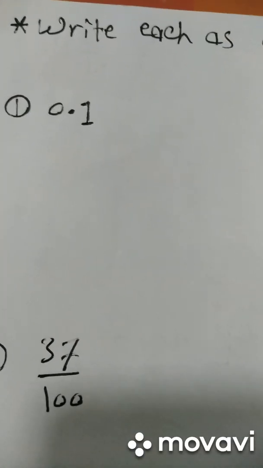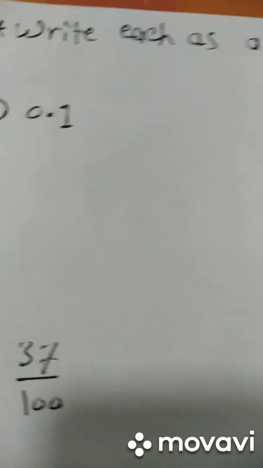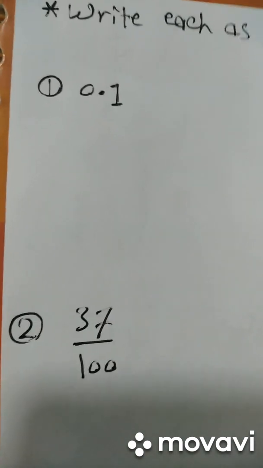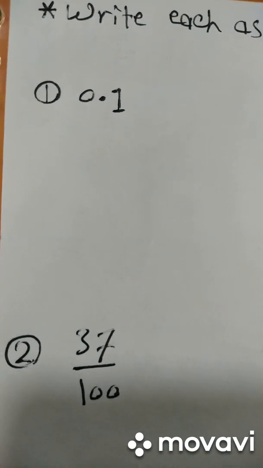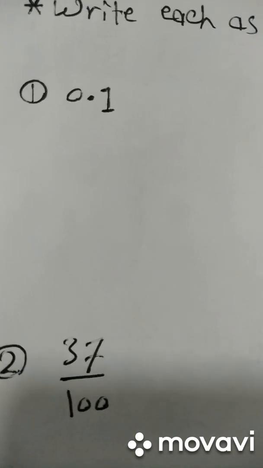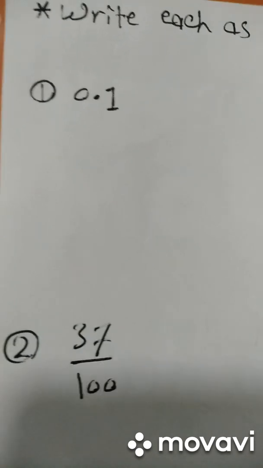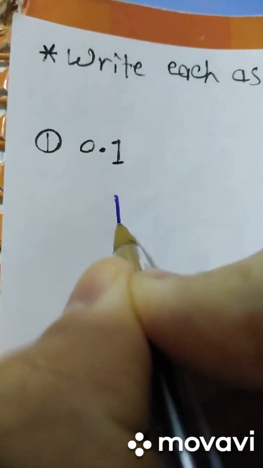Now guys, let's solve some examples. Write each as a decimal or a fraction. Number 1, 1/10. 1/10 is a fraction. Now we want to rename it as a decimal.